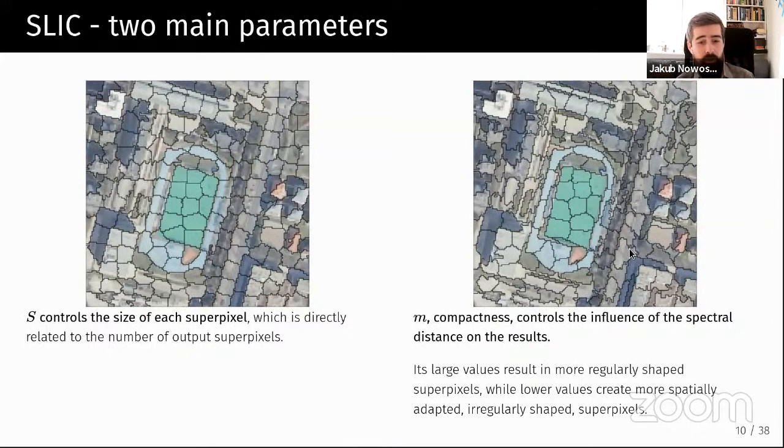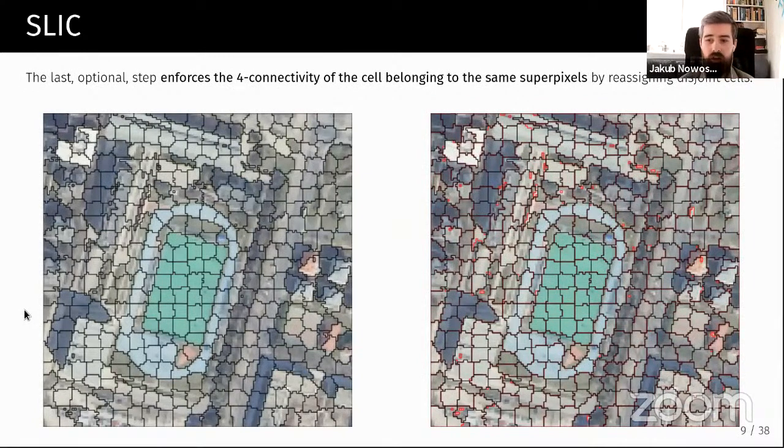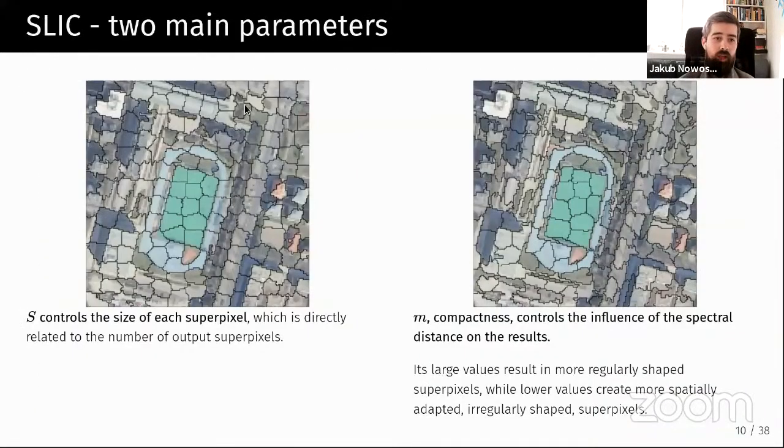With superpixels, I mentioned that we've got an S parameter. S stands for the step, or the distance between our initial centers. For example, if this value is small, then we will have more superpixels. On the other hand, if the value is larger, we would have a smaller number of superpixels, and also each superpixel will be larger.